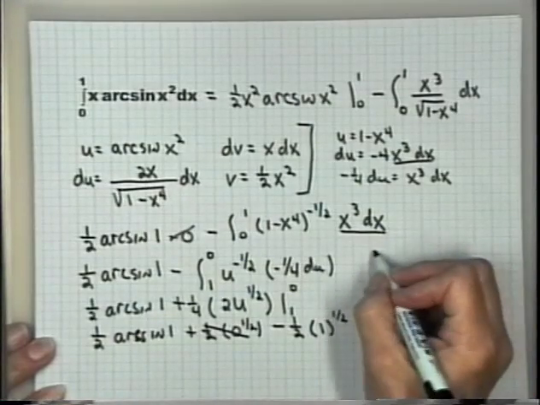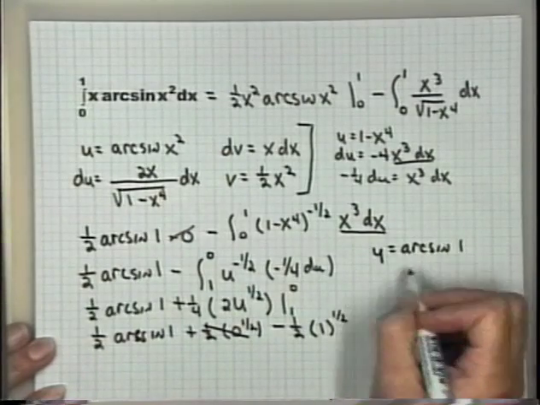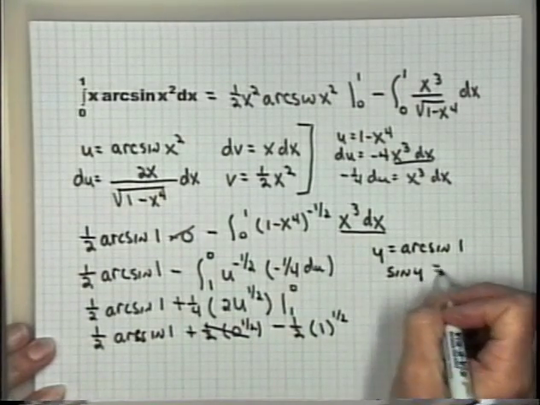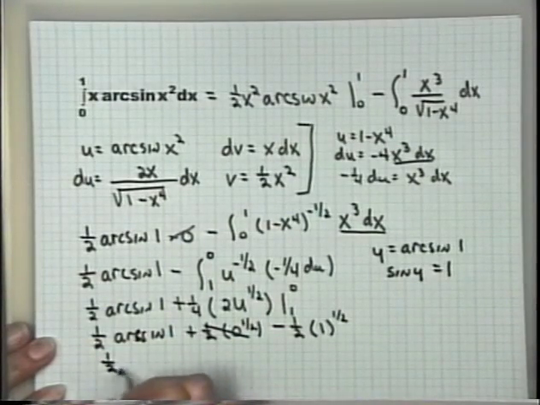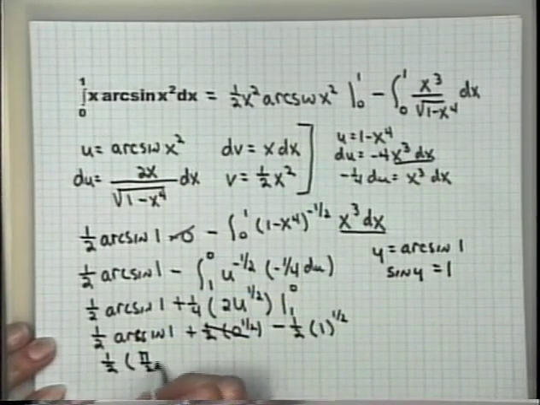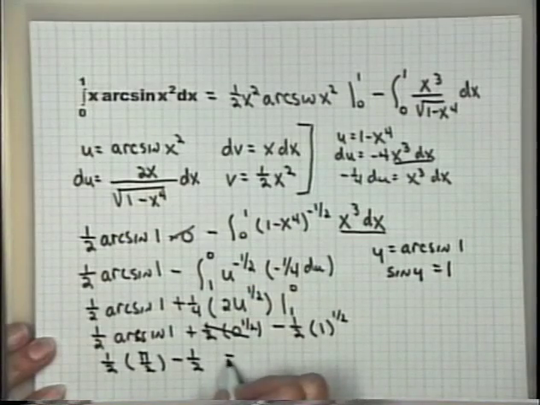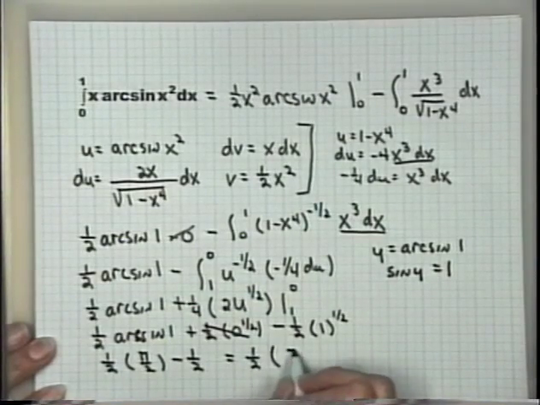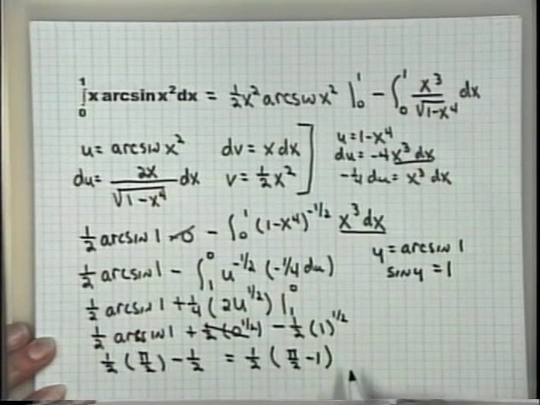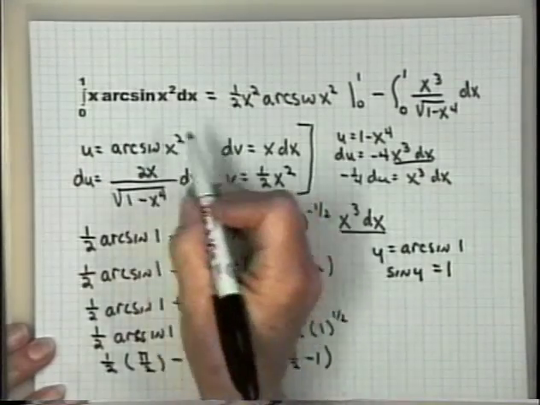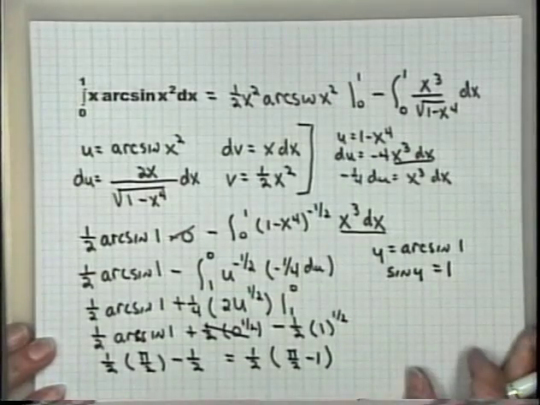What about this arc sine 1? Remember, if y is arc sine of 1, that's saying that the sine of y is 1. Well, y would have to be pi over 2, wouldn't it? So 1/2 times pi over 2 minus 1/2, right here is my answer. If you'd like to factor out 1/2, you could do that and write this as 1/2 times pi over 2 minus 1. Okay? So we just combined this idea of using parts, and kept in mind if you have a definite integral, you have to evaluate that.